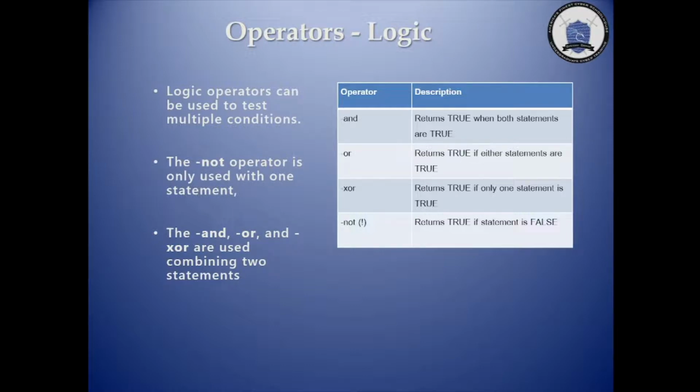So with the and logical operator, this will return true when both statements are true, but it will return false if either of them are false. So now for the or operator, it returns true if either of the statements are true. Only one of them has to be true, or they can both be true. Now exclusive or, XOR, will return true if one and only one statement is true, not both. If they're both true, it will return false.